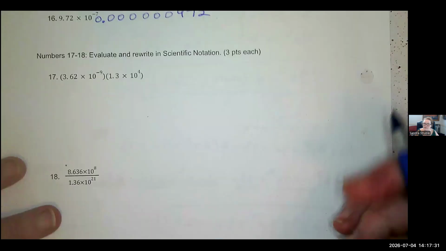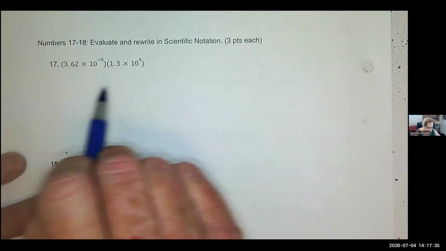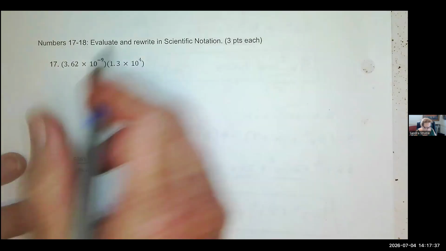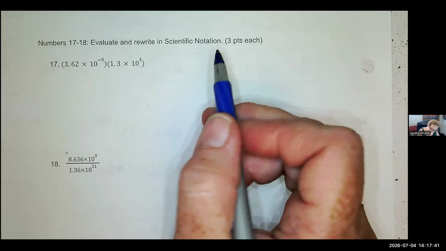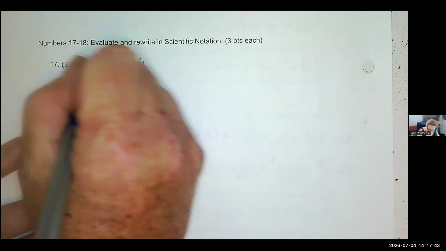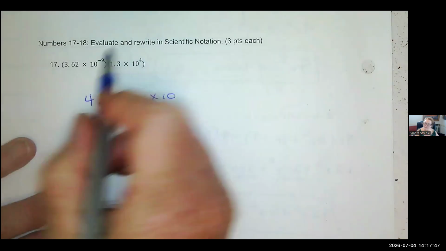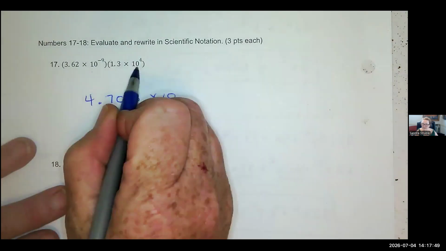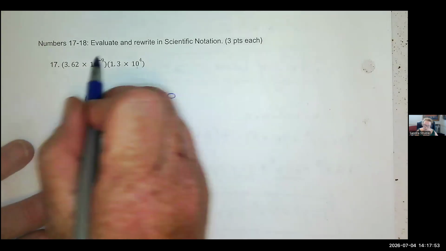Evaluate and rewrite in scientific notation, worth 3 points each. First thing I would do is multiply the 3.62 times 1.3, and that gives me 4.706 times 10 to the, now 10 and 10 are the same bases. What do you do whenever you're multiplying the same bases? You add the exponents. Negative 9 plus 4 is negative 5.